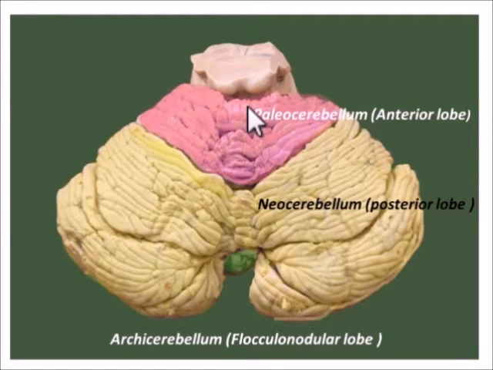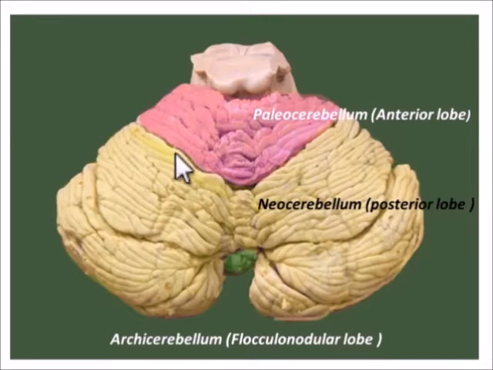Anatomically, cerebellum is divided into three lobes: the anterior lobe, which is also called paleocerebellum, then the posterior lobe, which is called neocerebellum, and the folliculonodular lobe. So the three lobes are there in cerebellum anatomically. The first one is the anterior lobe or paleocerebellum, which is separated from the posterior lobe or neocerebellum by the primary fissure.